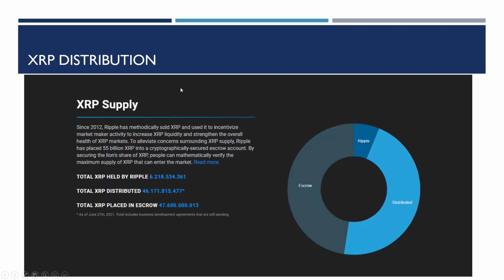Let's go on quickly to the XRP supply. We can see here that currently Ripple, the company, has 6 billion XRP in their own accounts. 46 billion XRP are already distributed in secondary markets and held by many other people. So basically 46% is already distributed, and we've got 47 billion XRP held in an escrow. I will come to the escrow later.